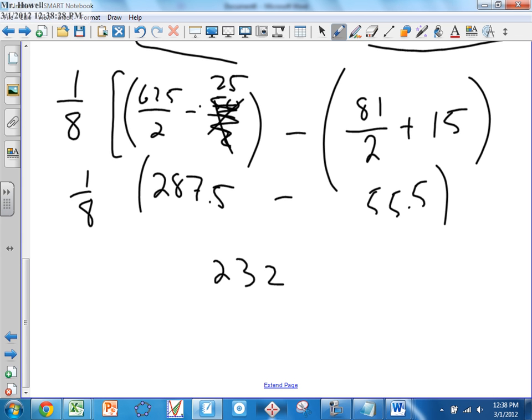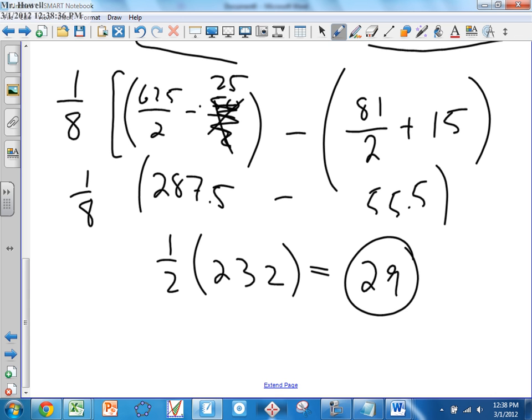232. An eighth of that is 29. All right. So 29 is the height of the function that will counteract this. And here's what I want to do. I'm going to show you this geometrically now. So what we're going to do is the following.